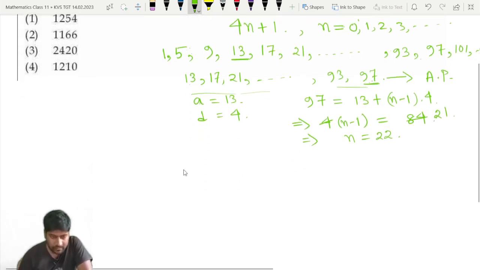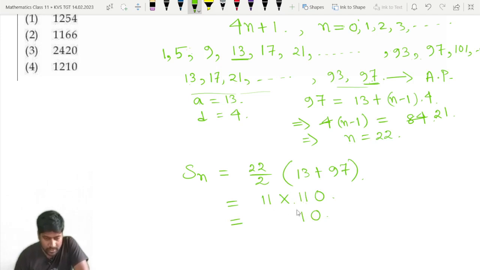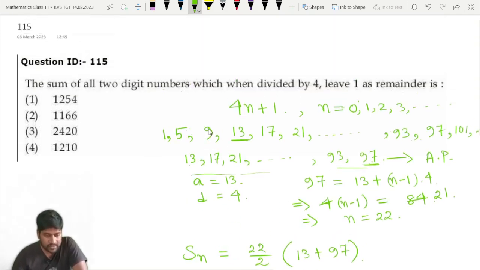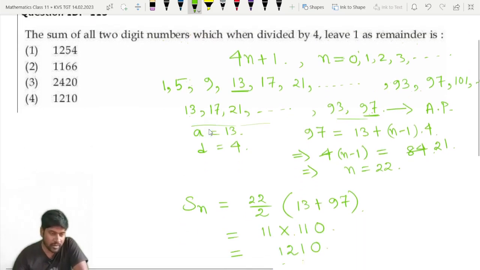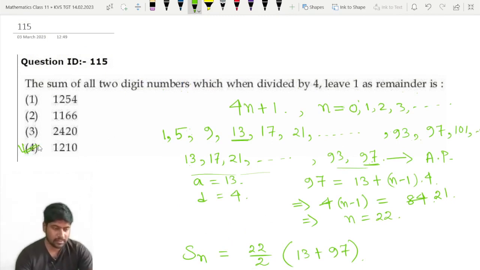So now we can find the sum very easily. Sn is equal to n by 2, that means 22 by 2 into A plus L. A means the first term, L means the last term, 97. So what we are getting: 11 into 110, which is 1210. That is the sum of the two-digit numbers which when divided by 4 leave 1 as remainder. 1210. Option number 4 is the correct answer.